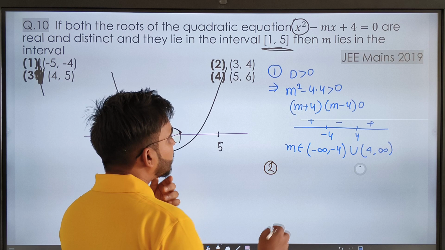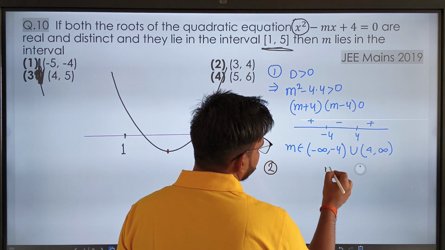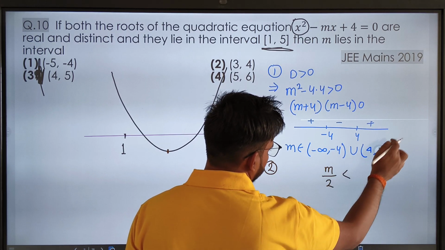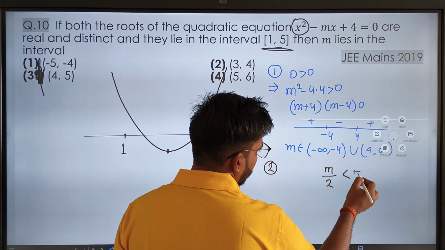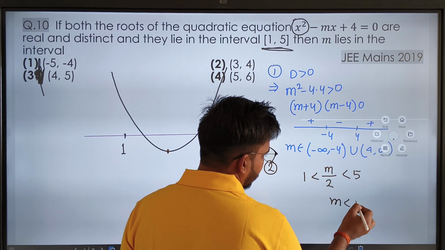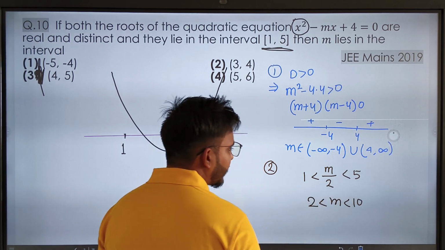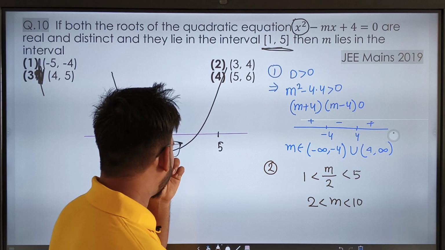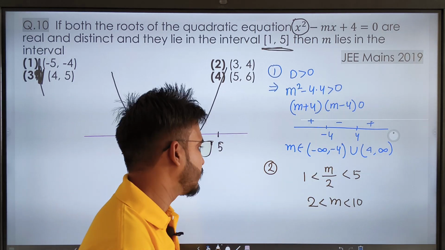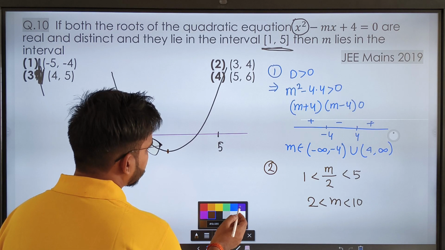What is the value of minus b by twice a? It is minus of minus m, which means plus m divided by 2, and it should be in between 1 and 5. So from here I will get m is less than 10 and m is greater than 2. So one thing I am very sure, this option will be cut out. If not, we'll again see.